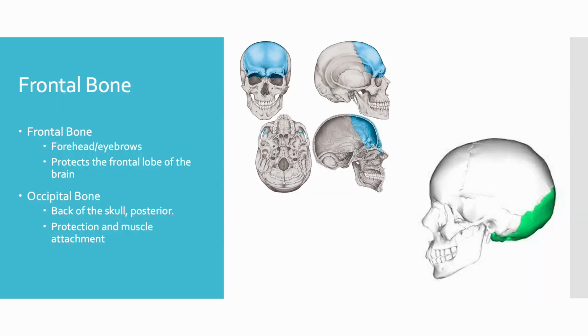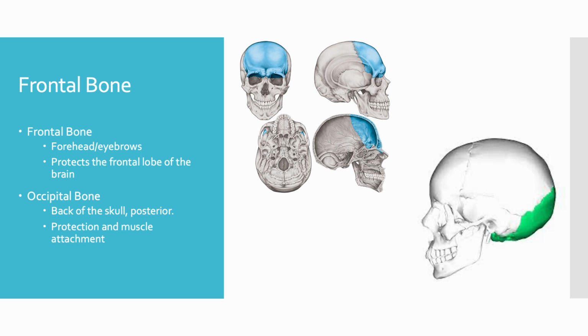So the frontal bone is pretty self-explanatory. It is the bone that's in the front. This is our forehead. It has notches on it that make our eyebrow notches. It protects the frontal lobe of the brain. The occipital bone is in the back of the skull. It makes the base, and it protects mainly the brainstem that is back there, and then there are a lot of muscles that attach to that area of the skull. So the frontal is in the front, and the occipital is the complete opposite, in the back.